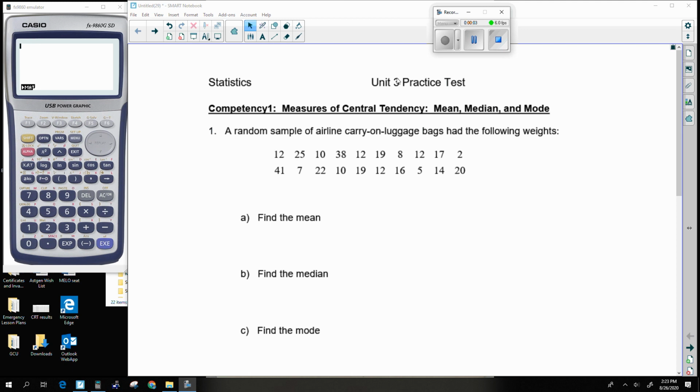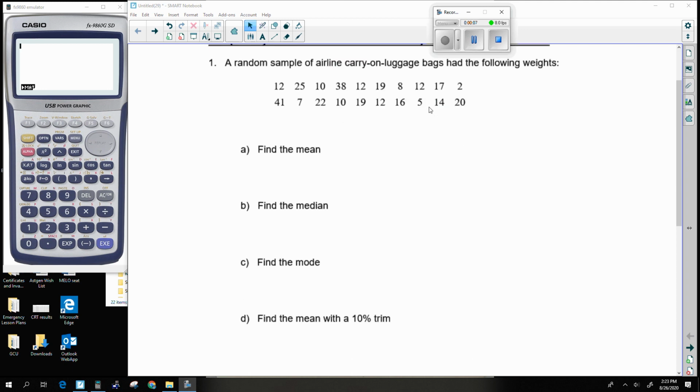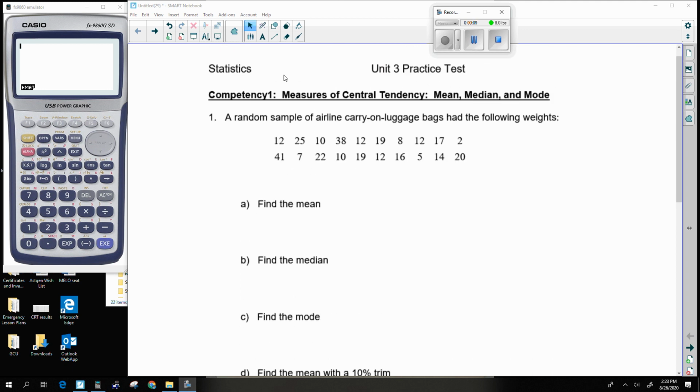All right, kids, this is the Unit 3 practice test. This is what the test will pretty much look like. Now, again, the reviews that we've been going over look a lot like this as well, but this is really what the test is going to look like and about the level of difficulty of questions. So this will probably give you the best understanding of what the test is going to be.